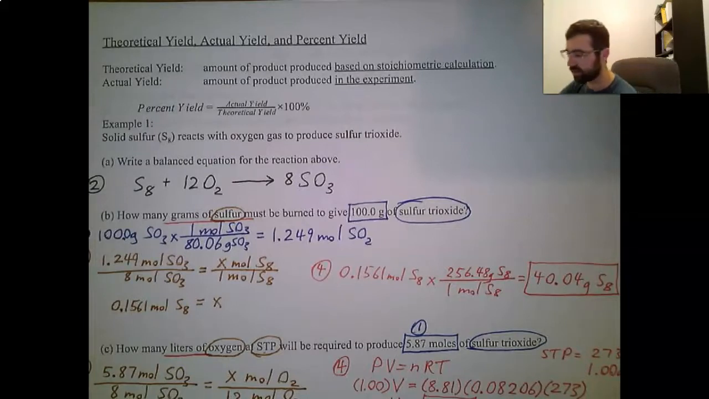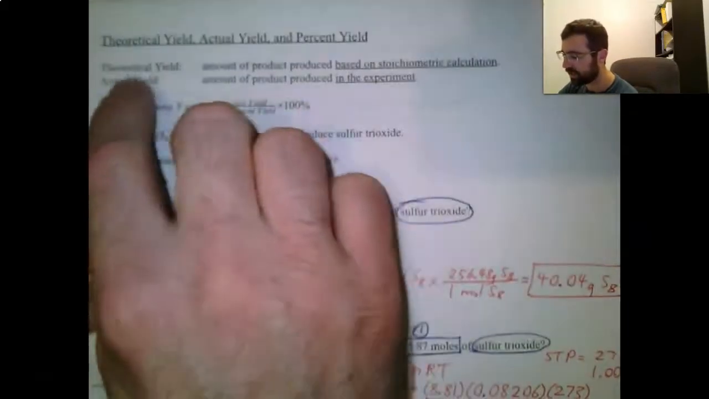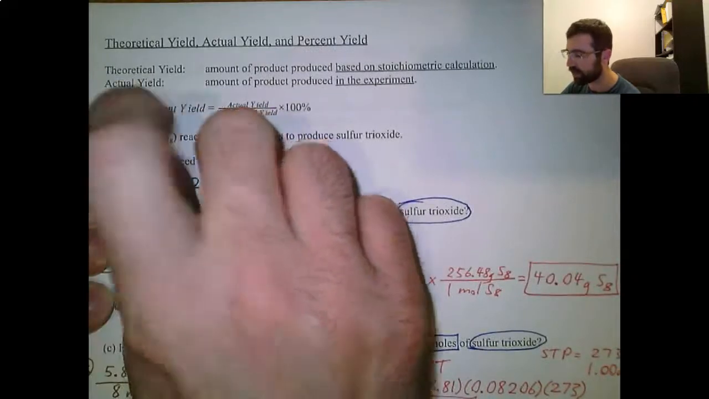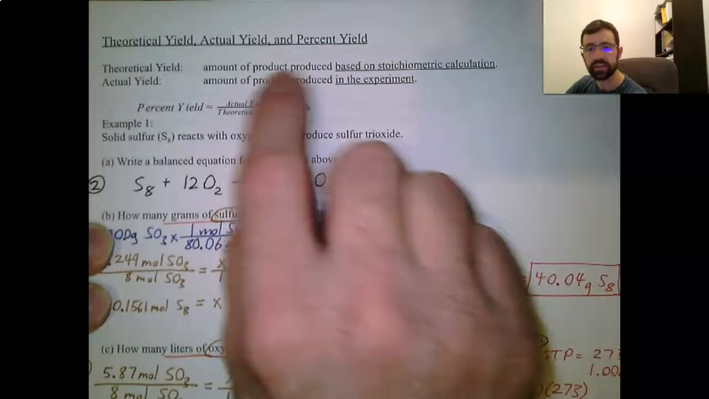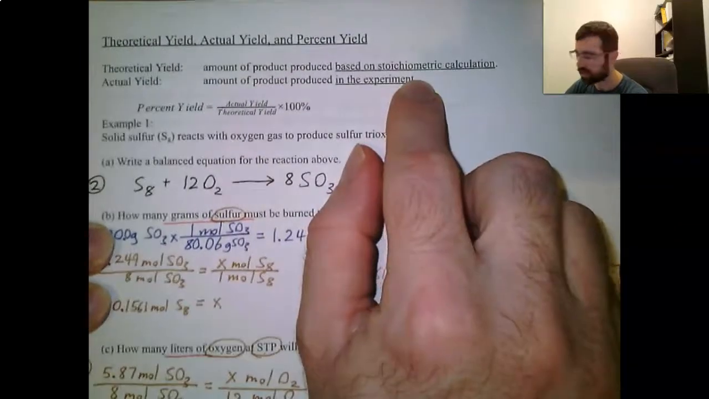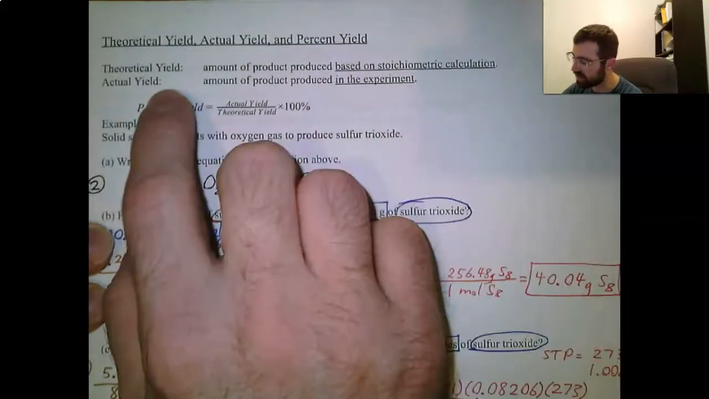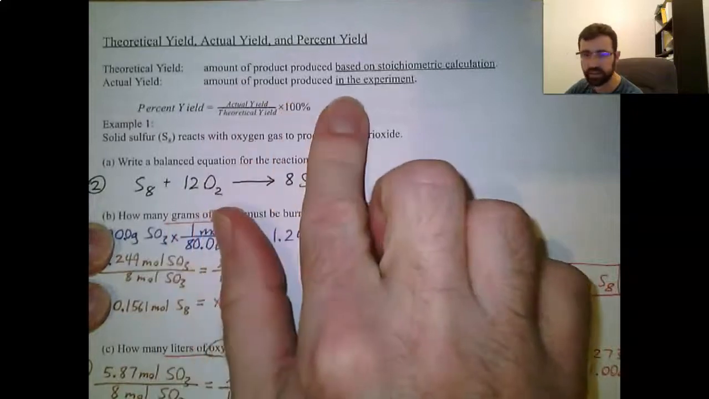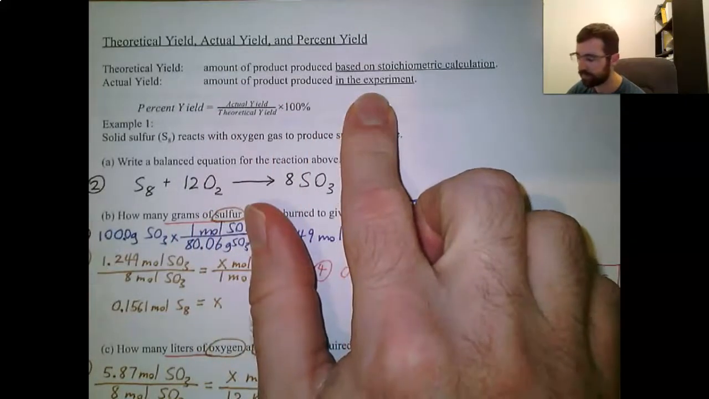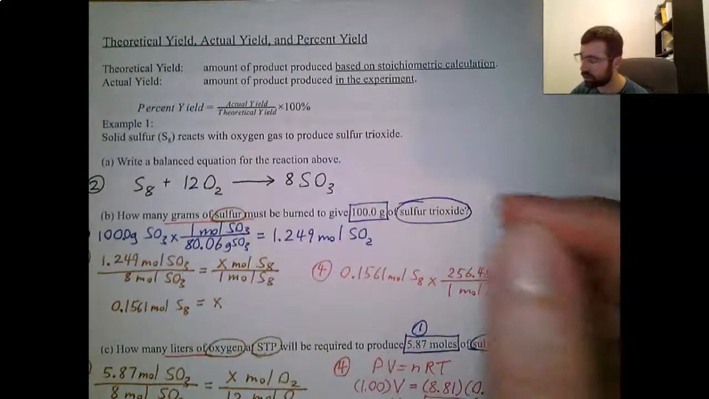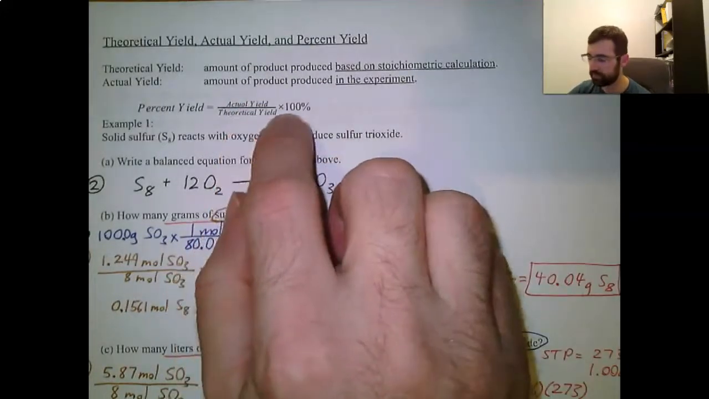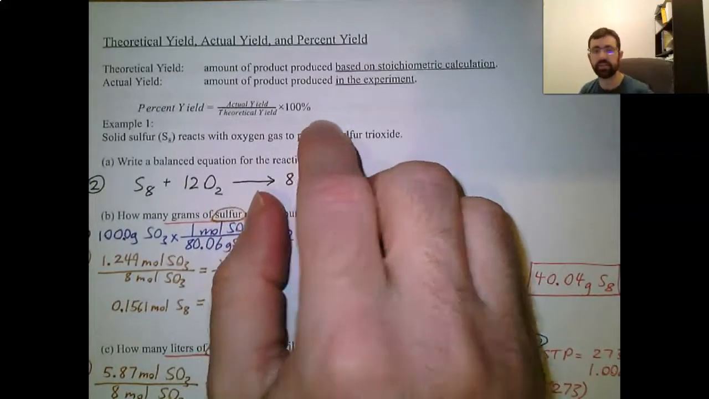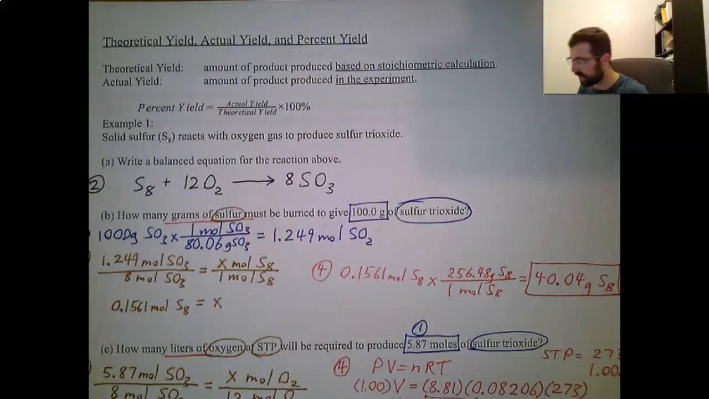So read what's on the paper. That's basically what we just said. Theoretical yield is the amount of product produced based on the stoichiometric calculation. It's what we're predicting based on our calculations. The actual yield is the amount of product produced in the experiment, so when you actually do it in the lab. And if we want to find the percent yield, we always do actual divided by theoretical times 100. And that's your formula.